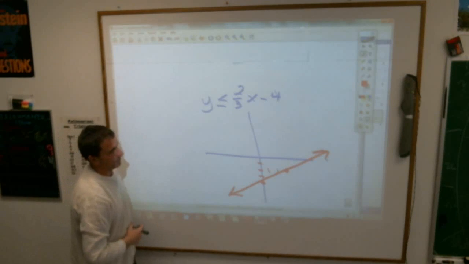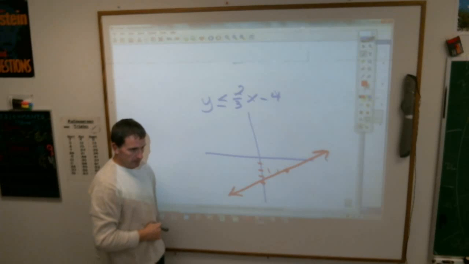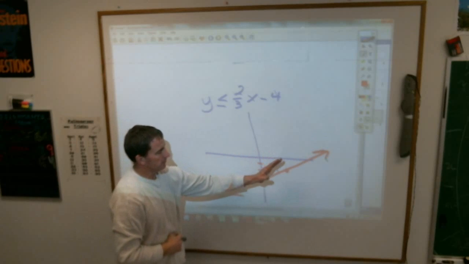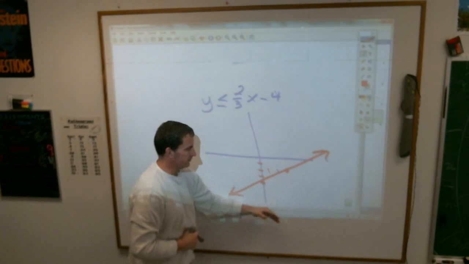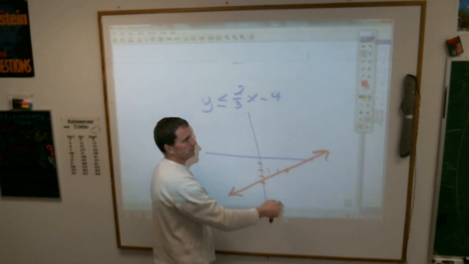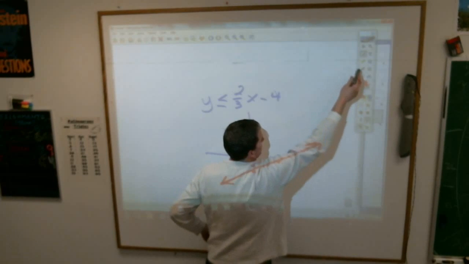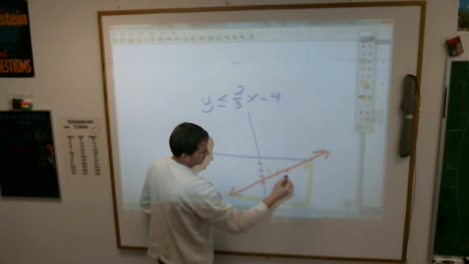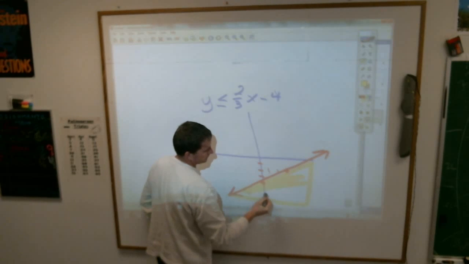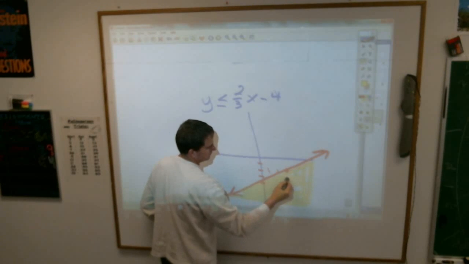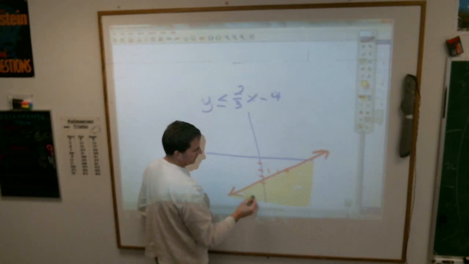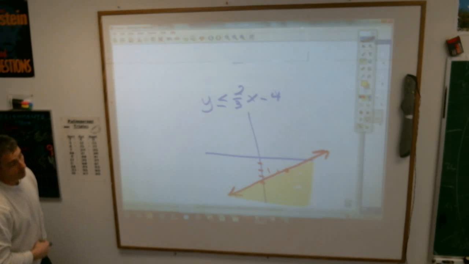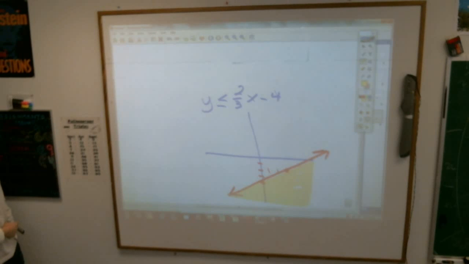And then you just have to remember you have to shade. Y is less than that. So you're either going to shade the top or the bottom of it. Since y is less than, you go to the less than side of y, which is this side right here. Here is what you shade. Anything on this part of the graph solves that linear inequality. It's not very difficult, is it?